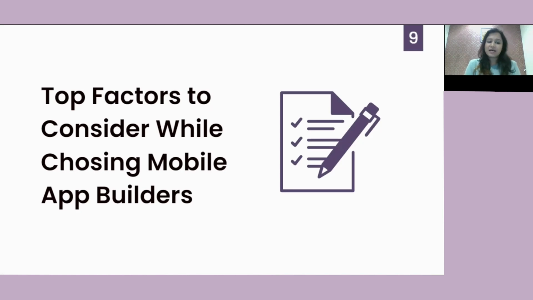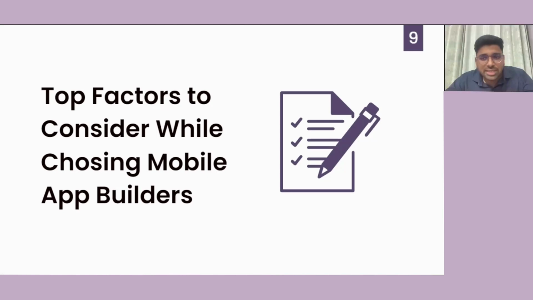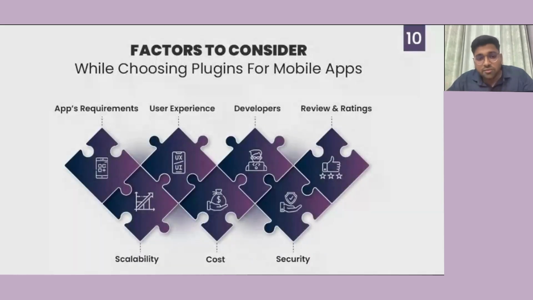Now comes the factors that merchants need to consider while they are choosing the top mobile app builders. Okay, so let's discuss. As I already told you, if you do not have a mobile app, you should have one, because most of the sale is coming from a mobile app. So now if you have decided to move to a mobile app, you will definitely be going for a mobile app builder. So there are the top factors which we have listed, that you should consider while choosing a mobile app builder. We'll be discussing each factor in detail, and these are the common factors which we have listed here. That is the app requirement, developers, user experience, security, scalability, cost and review ratings.